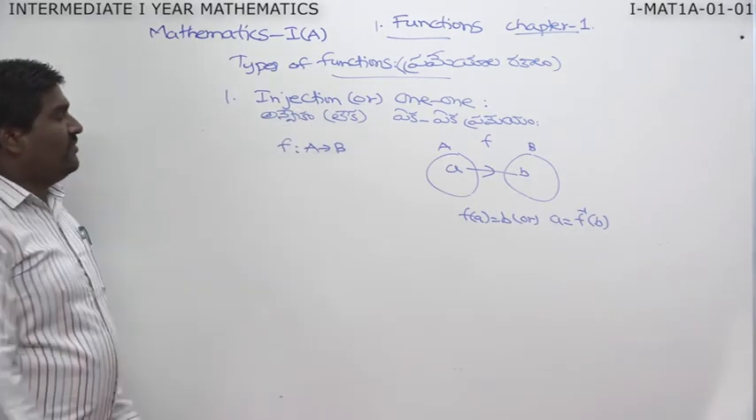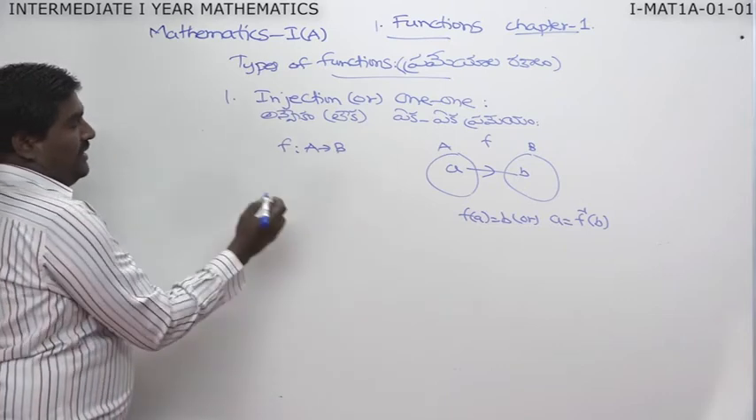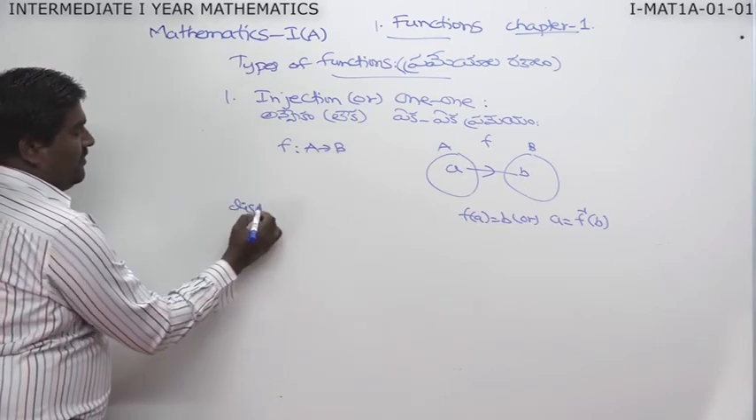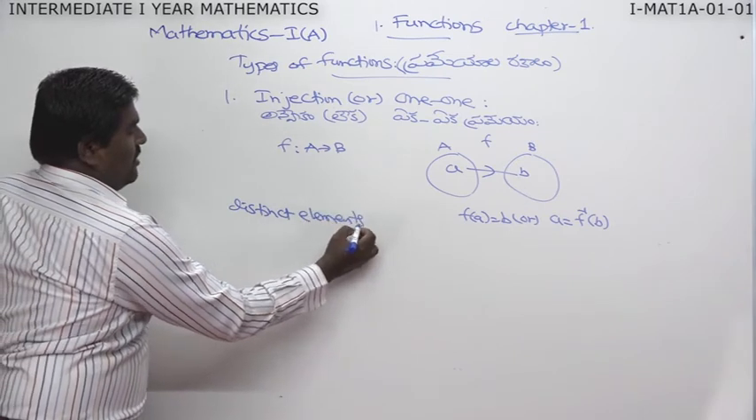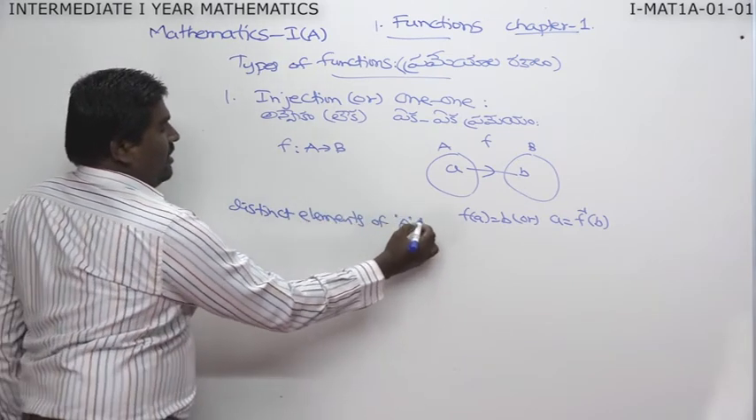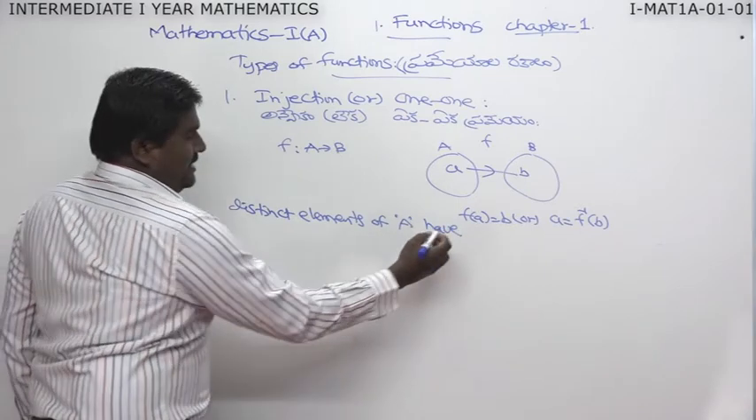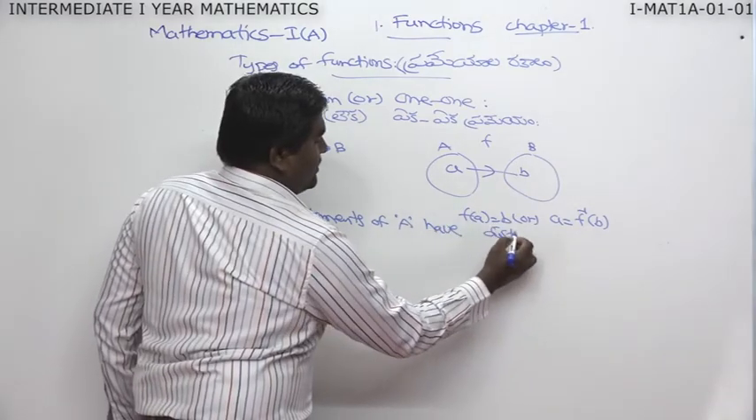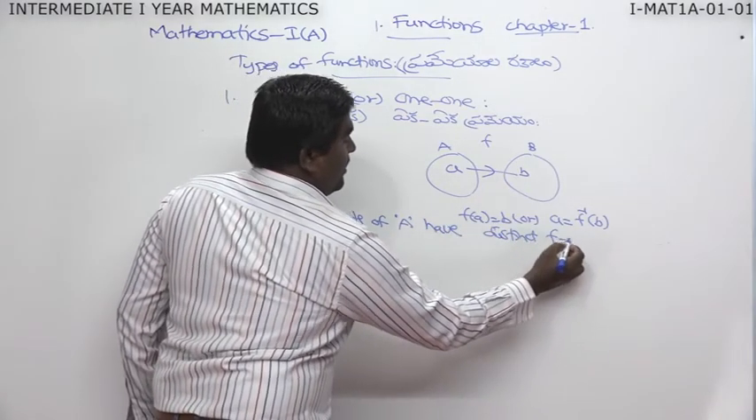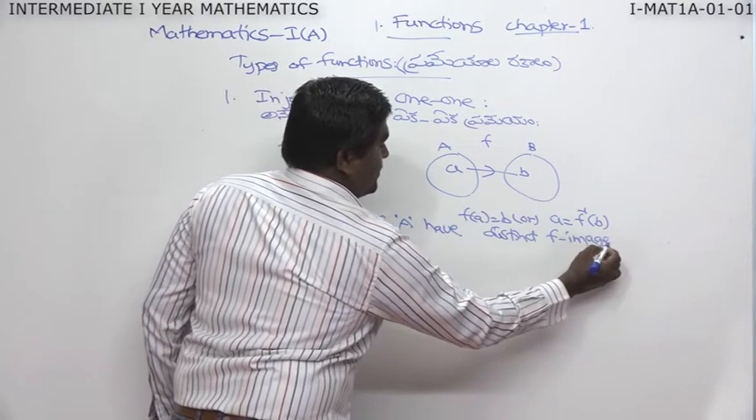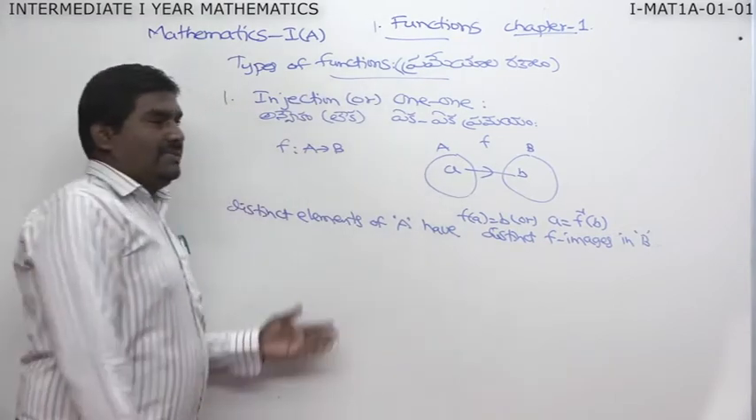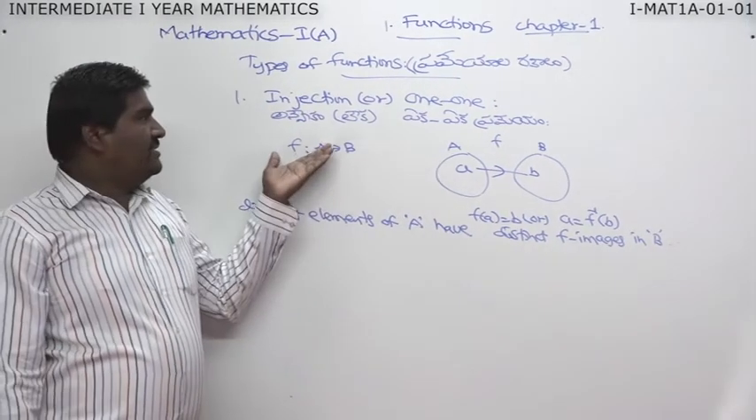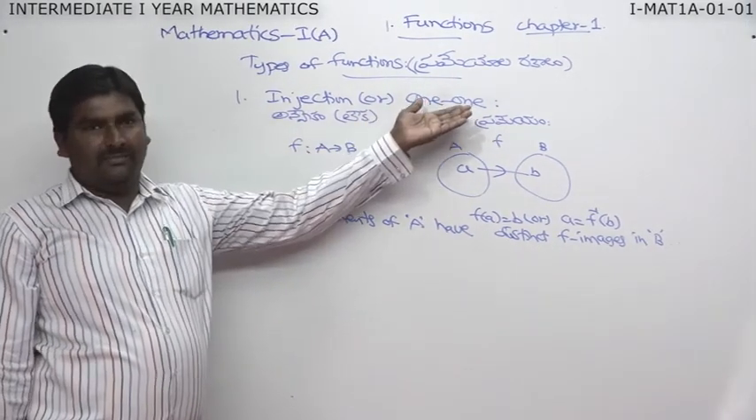f is a function from A to B. Distinct elements of A have distinct f images in B. Then the function f is called an injection or one-one function.